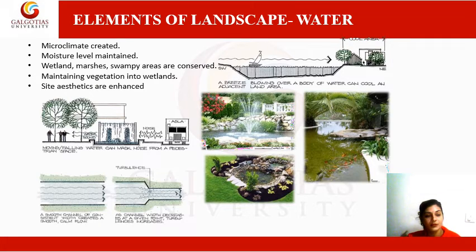Now the uses of water in landscape: microclimate is created by the water. If we place a water body in the direction of wind, the adjacent area will be cooled by that wind. It is the major thing which will be used to cool urban heat island areas. Moisture level is maintained by the water bodies. Maintenance of vegetation in wetlands. Wetlands, marshes, swampy areas are to be conserved. It is necessary to conserve them because they perform major microclimatic regulation.